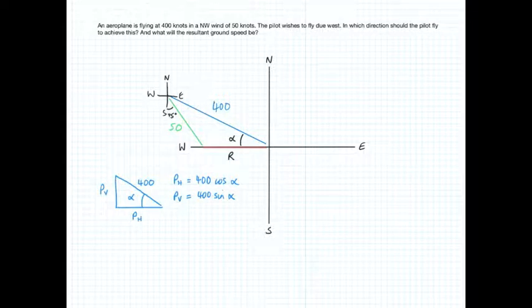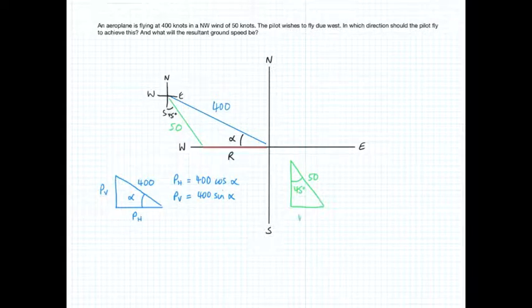Then let's have a look at the same for the wind speed. So let's draw out a right angle triangle for our vector representing the wind speed, and it's a 45-degree angle, and the hypotenuse, so the length of that vector, was 50.